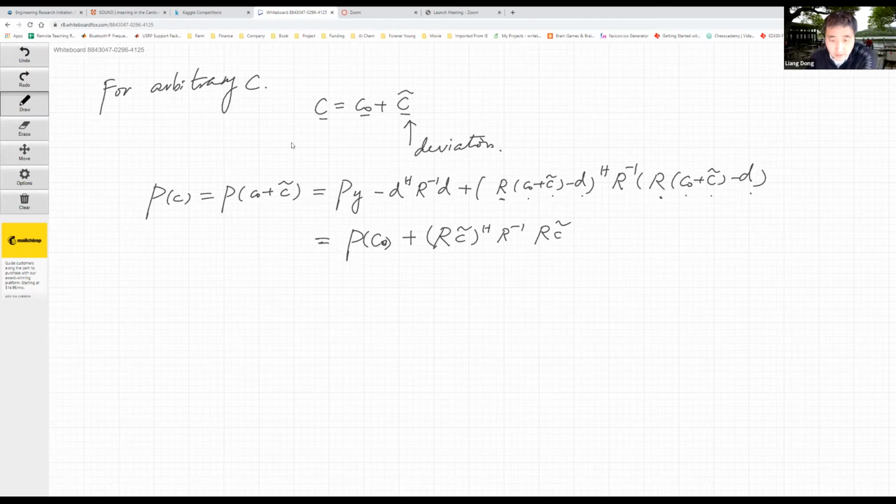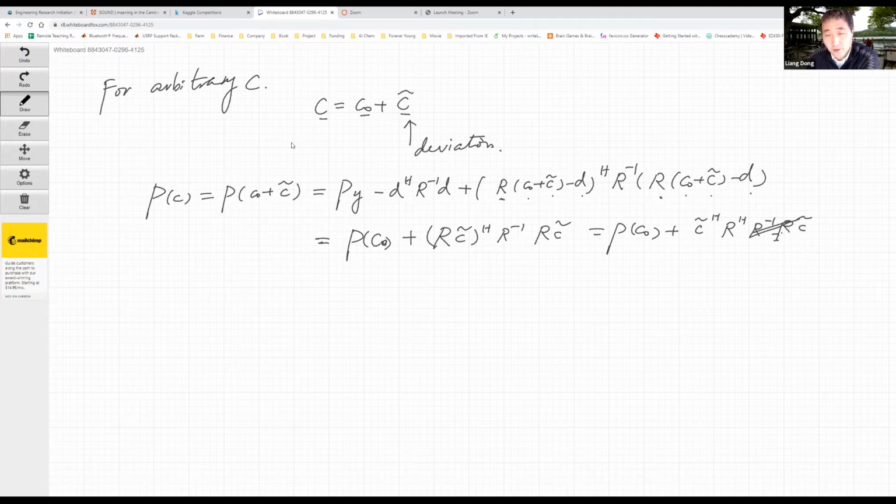Okay. So that part is equal to P c0. That part is c tilde Hermitian, R Hermitian, R negative 1, R c tilde. R to the negative 1, which is the inverse of R, times R, that's the identity matrix. So it cancels out, that's the identity matrix. And we have R Hermitian here.